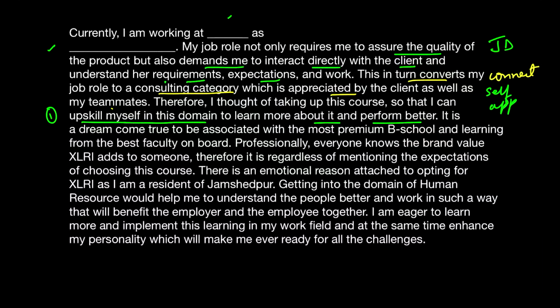Now the second part of the question is why this organization? So you can look as I've written over here. It is a dream come true to be associated with the most premium B school. तो उनकी भी तारीफ बनती है यार, बनती है ना? So you should do a little bit of तारीफ of your organization as well. So अगर जो लोग XIMB के लिए instantly लिख रहे हैं, तो वो लोग थोड़ी XIMB की भी तारीफ कर सकते हैं. I know professionally everyone knows the brand value XLRI adds to someone, therefore it's regardless to mention the expectations of choosing this course. Because see, this is what they will expect you.